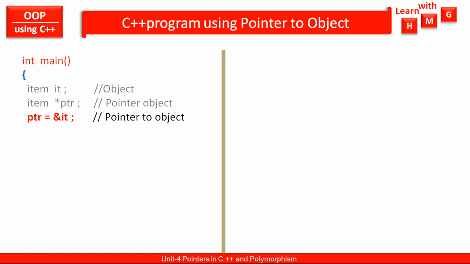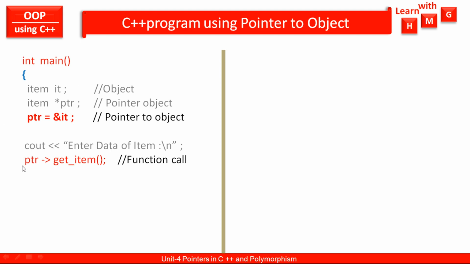Now let us call or access member functions get item and put item using this pointer and arrow operator. So first of all, I will display the prompt message enter data of item, and then I will call the get item member function here using pointer and arrow operator. So ptr arrow get item. So this is how the member function is called using pointer and arrow operator.